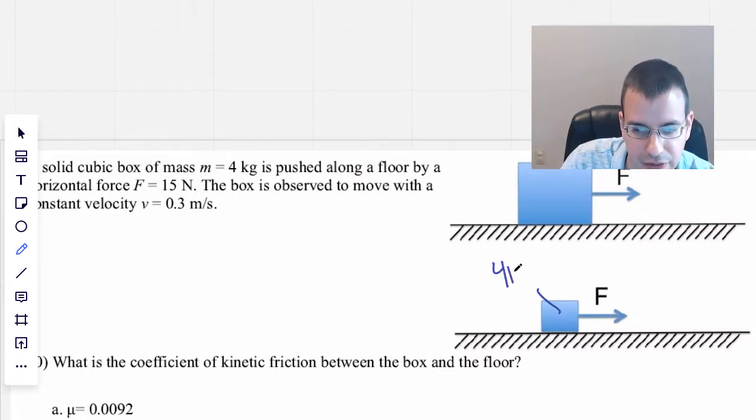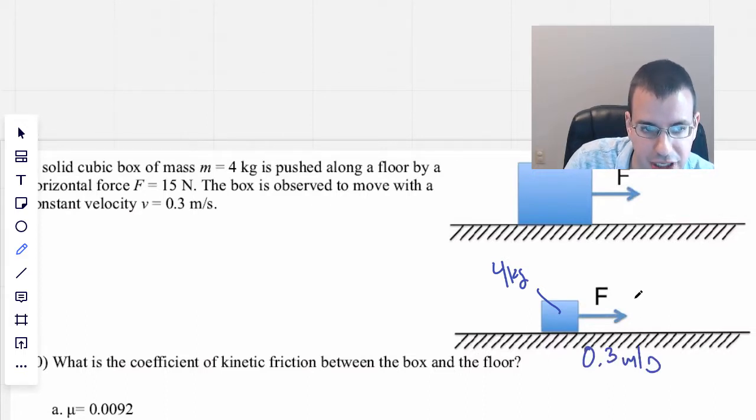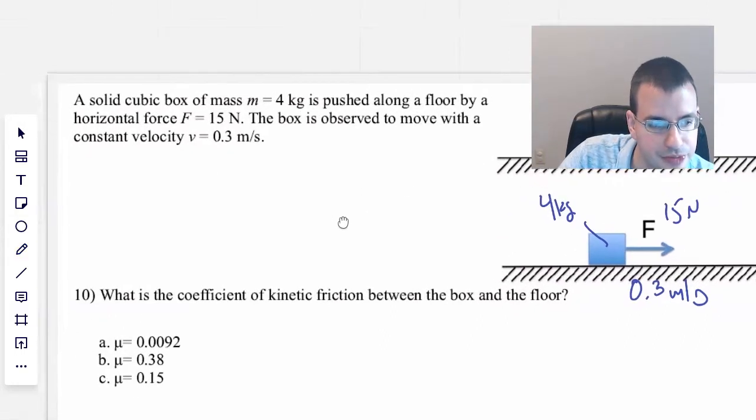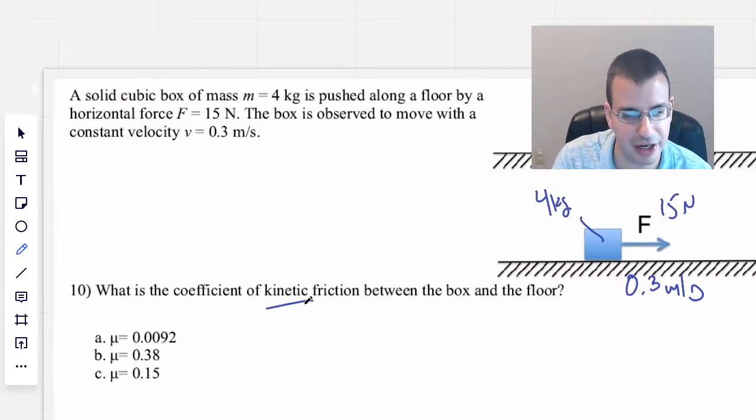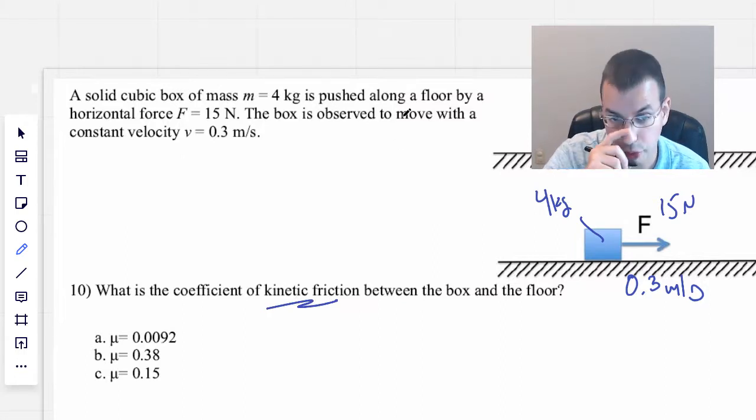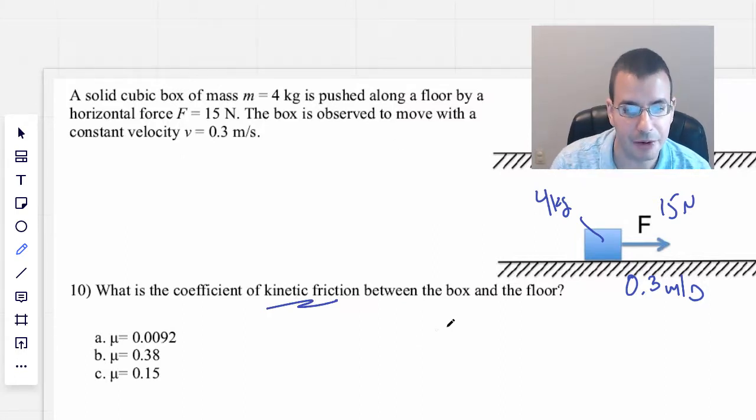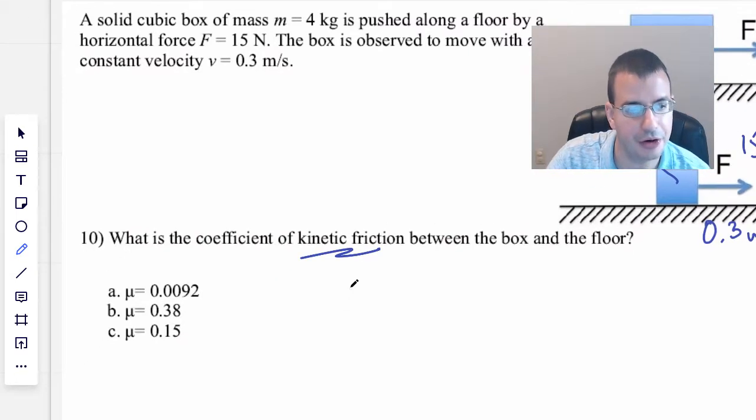This will be 4 kilograms. This will be moving at 0.3 meters per second. And this force will be 15 newtons. What is the coefficient of kinetic friction? Which makes sense because it's moving between the box and the floor. So let's see here.